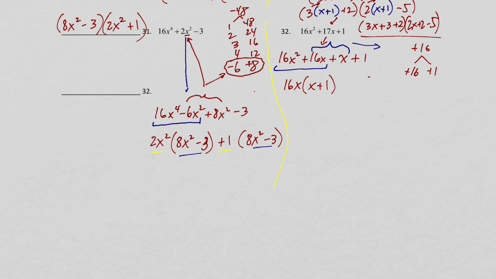So I'll leave a big space and I'll put x plus 1 down again. So this is obviously just a plus 1. So my common factor is x plus 1, and it leaves behind 16x plus 1. And that's it.